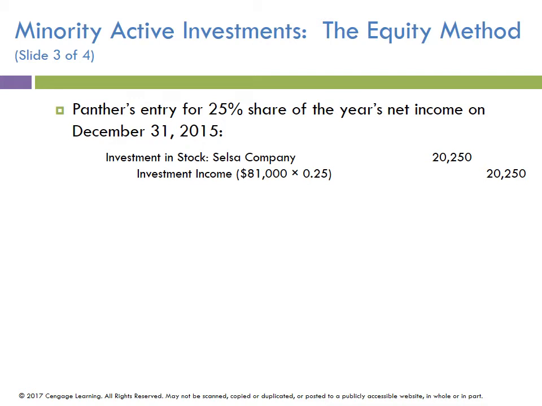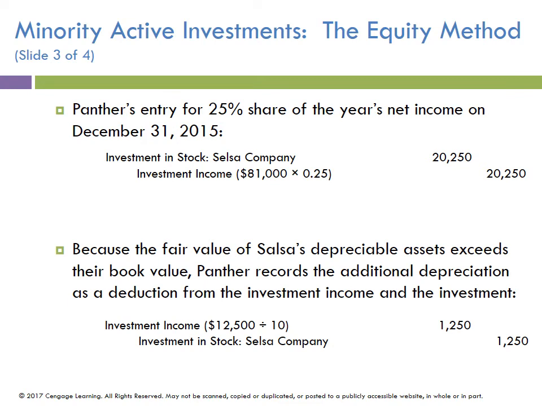So as the company earns its income, you should report your proportionate share as income, not wait until you actually receive a dividend. So that's why we credit investment income for Panther's proportionate share of Salsa's net income as they earn it and debit the investment account. As Salsa pays dividends, we don't report those dividends as income, we just reduce the investment account. They're now getting paid back part of that $20,250 in net income. Because the fair value of Salsa's depreciable assets exceeds their book value.